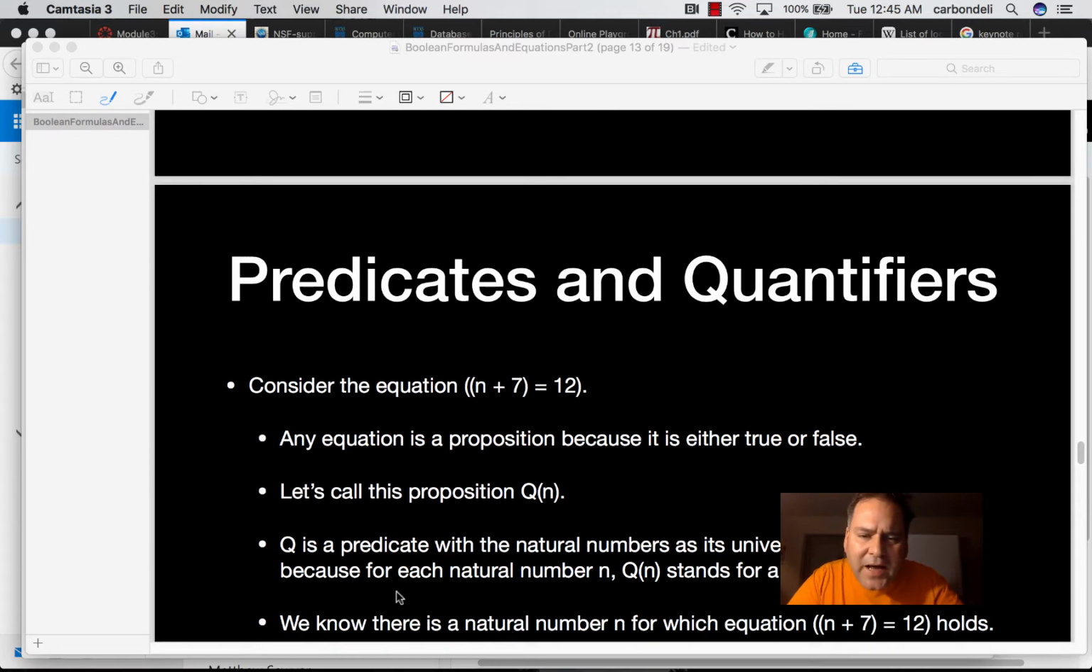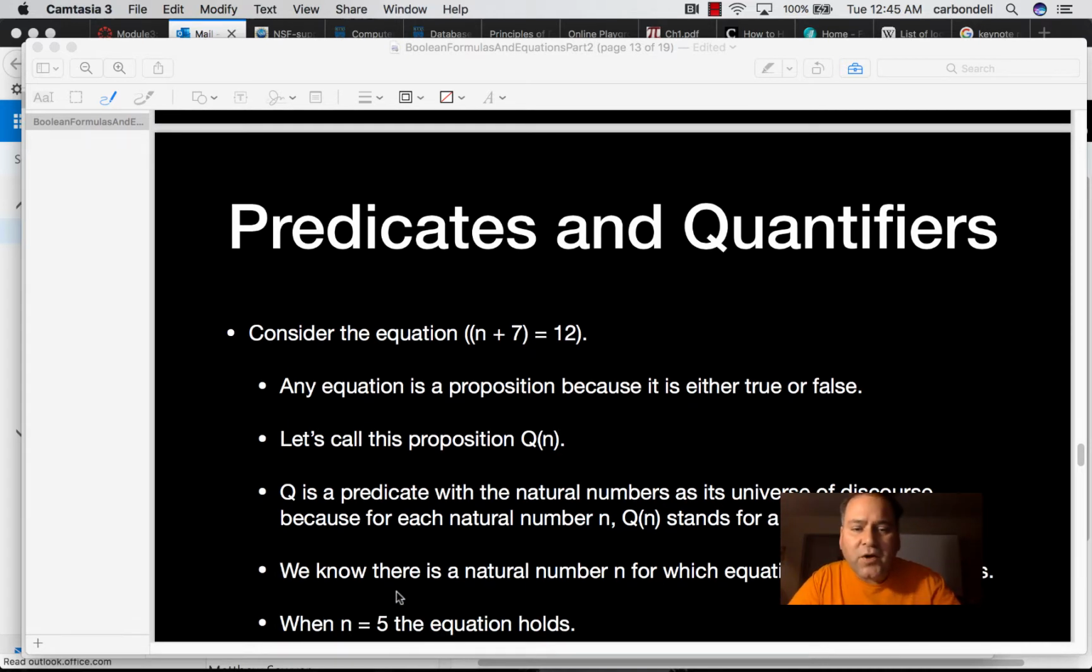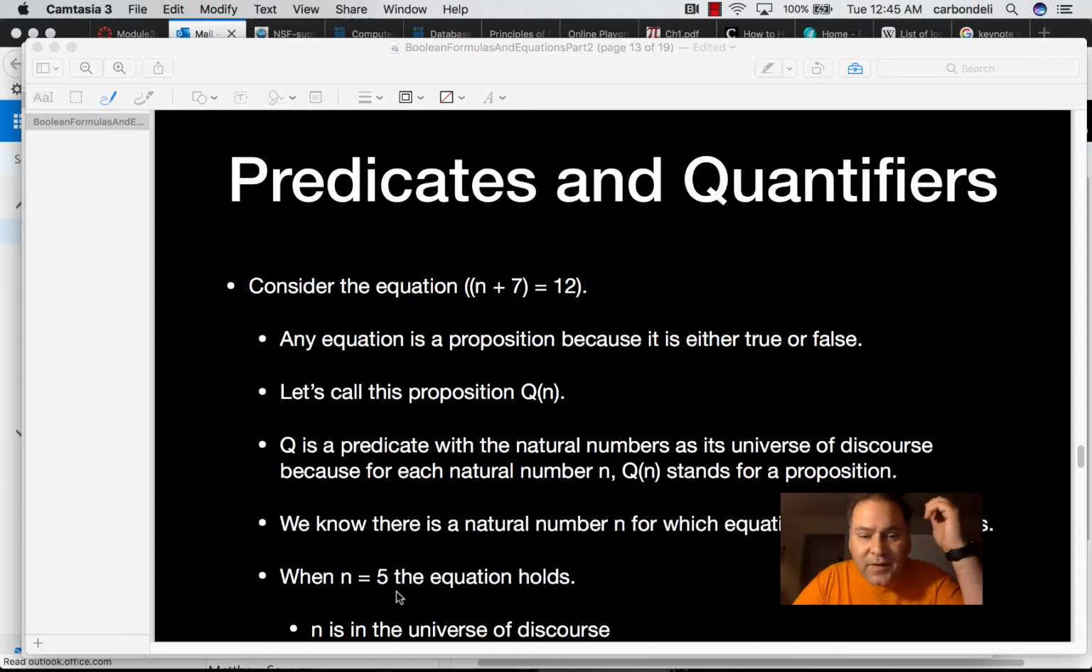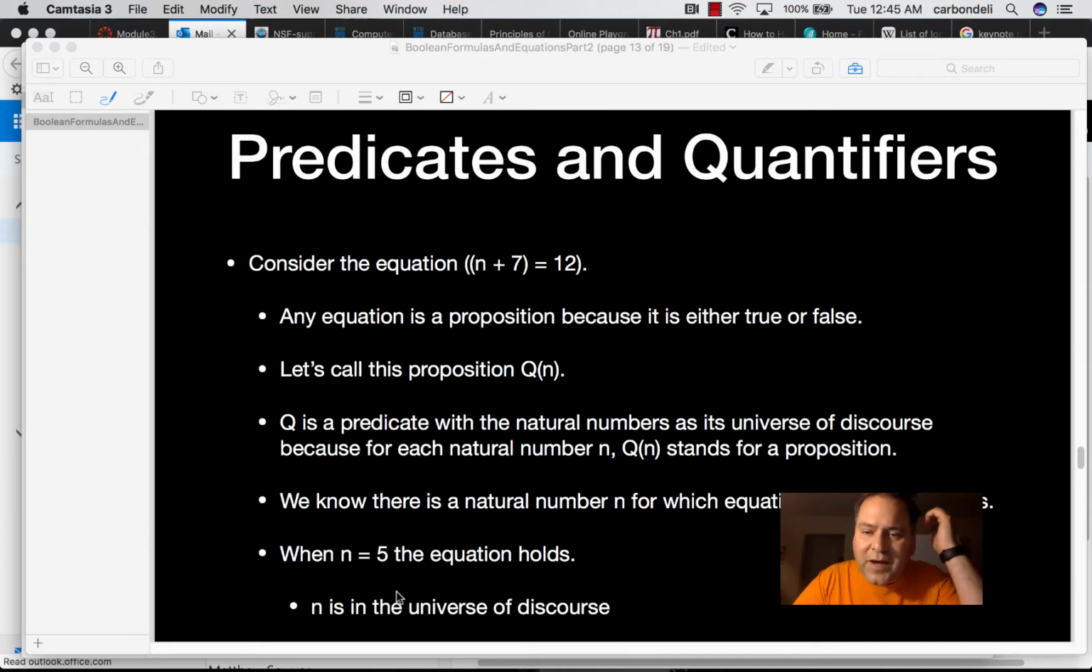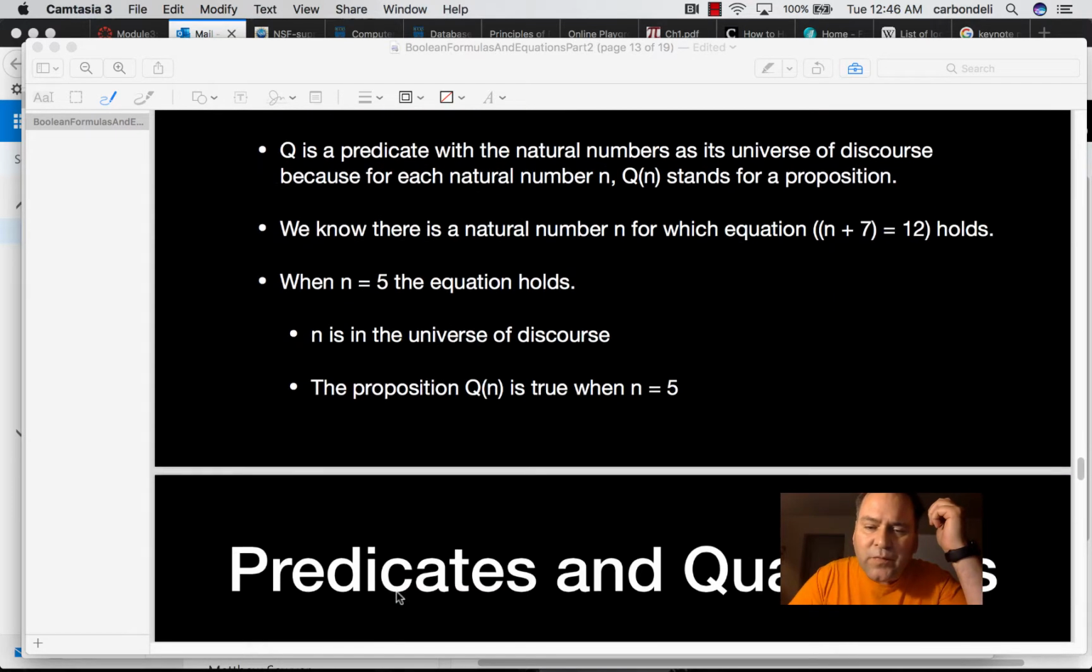Consider the equation n plus 7 equals 12. Any equation is a proposition because it is either true or false. Let's call this proposition Q of n. Q is a predicate with the natural numbers as its universe of discourse because for each natural number n, Q of n stands for a proposition. We know there is a natural number n for which the equation n plus 7 equals 12 holds. When n equals 5, the equation holds. N is in the universe of discourse, and the proposition Q of n is true when n is equal to 5.